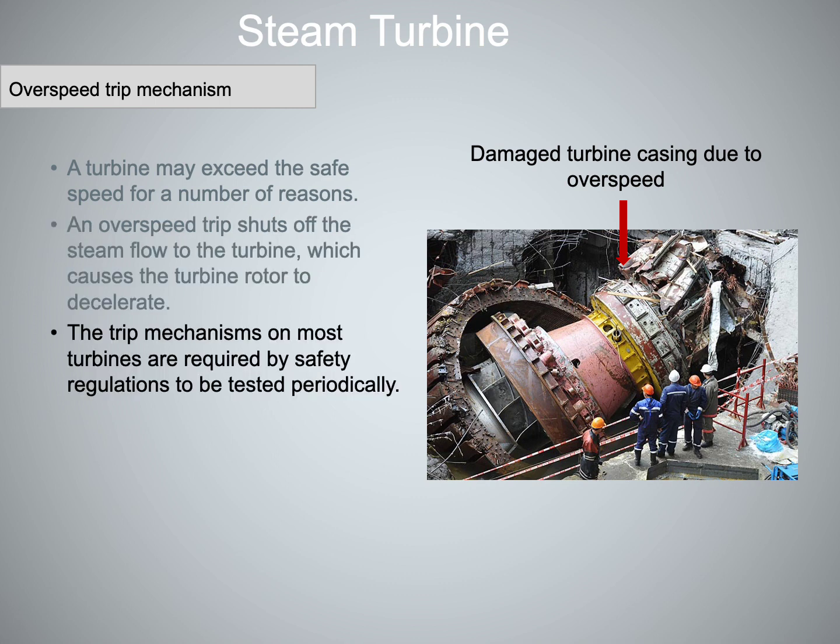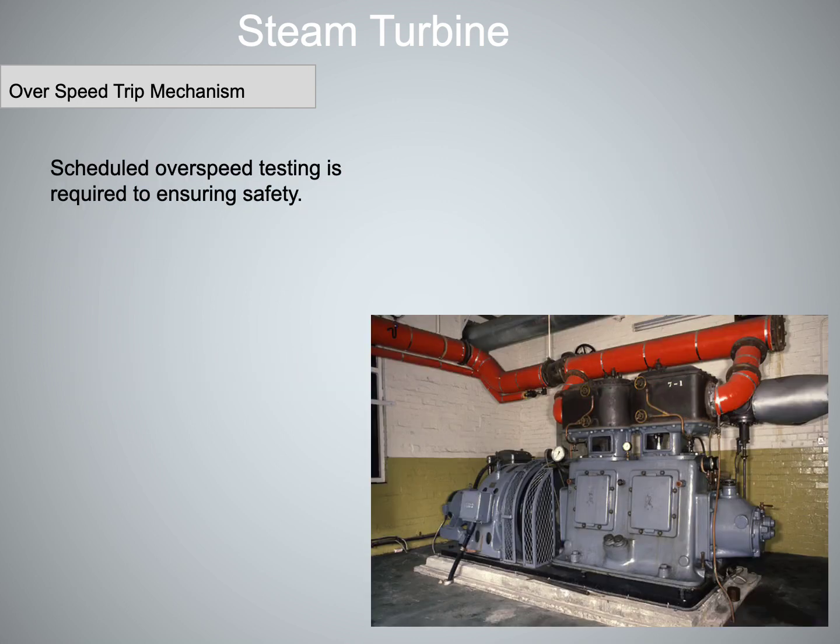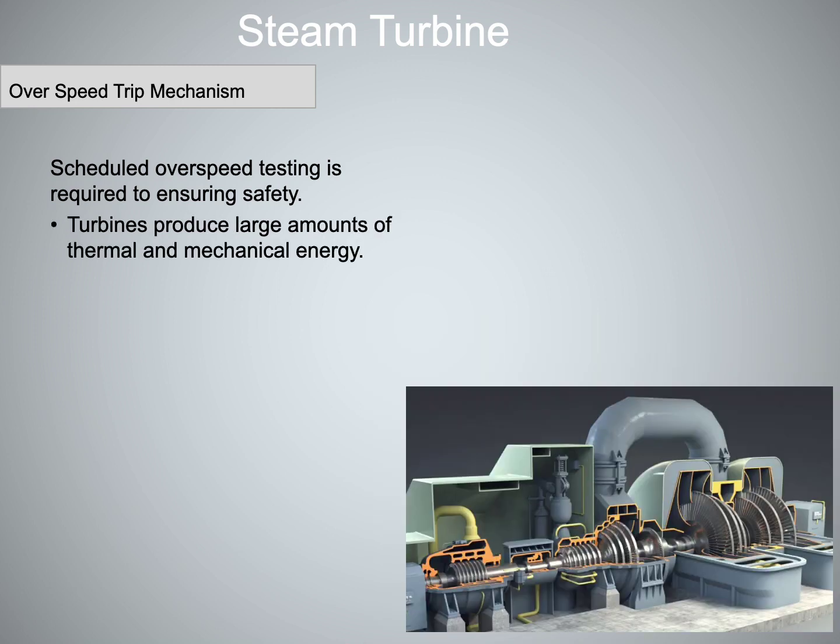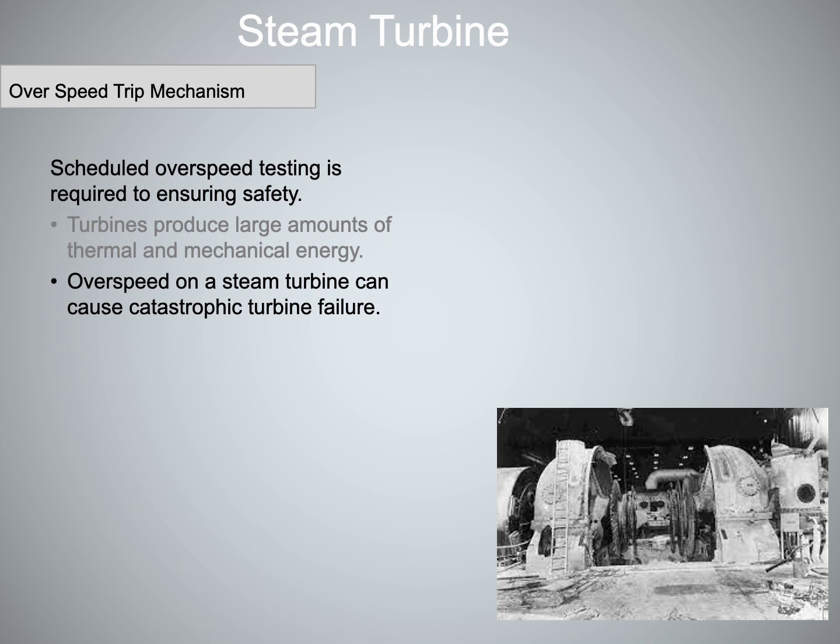The trip mechanisms on most turbines are required by safety regulations to be tested periodically. A periodical overspeed test is in the interest of ensuring safety. Turbines produce large amounts of thermal and mechanical energy. Overspeed on a steam turbine can cause catastrophic turbine failure.